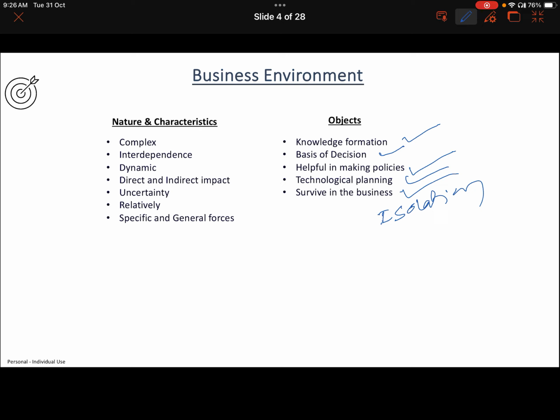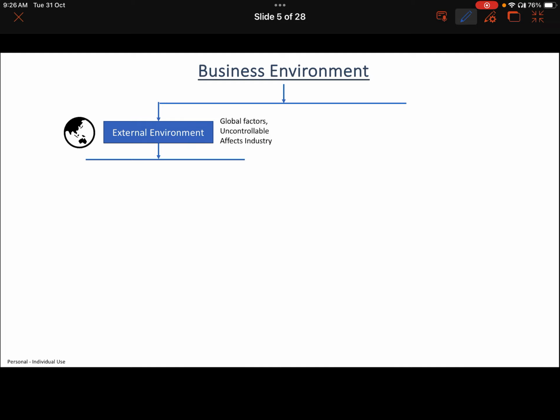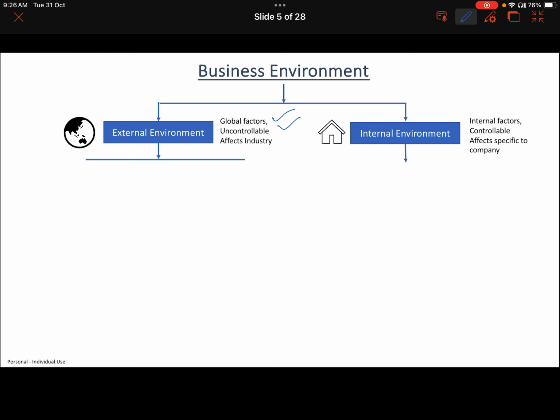Before we conclude this chapter, let's see what exactly the business environment scope is. We saw that business environment has two parts. One is external environment, and the second one is internal environment. External environment is based on global factors which are uncontrollable by the companies, and it affects the entire industry. But internal environment is internal factors which are controllable by the company's management, and this will affect only the specific company.